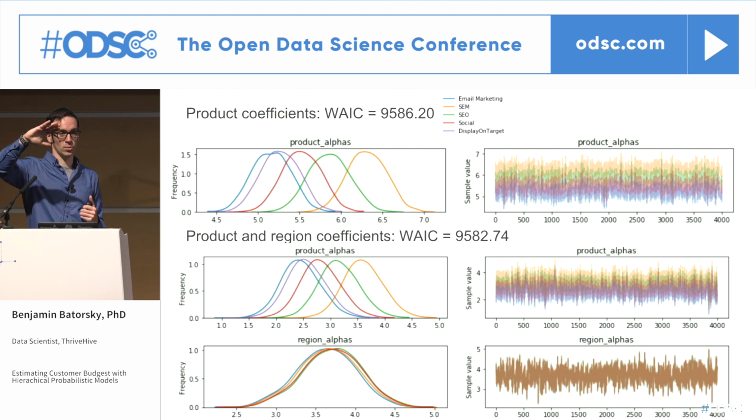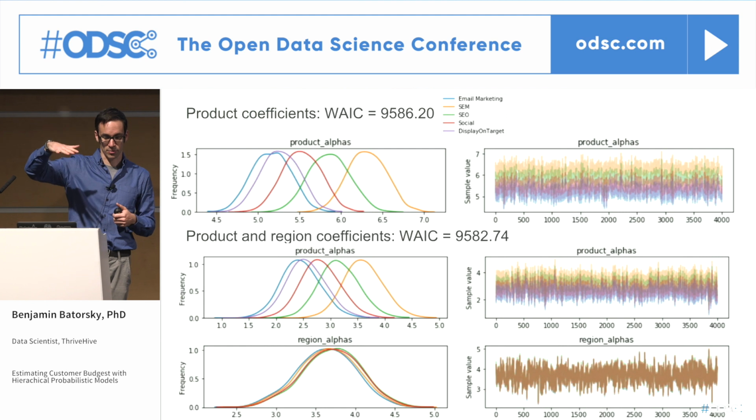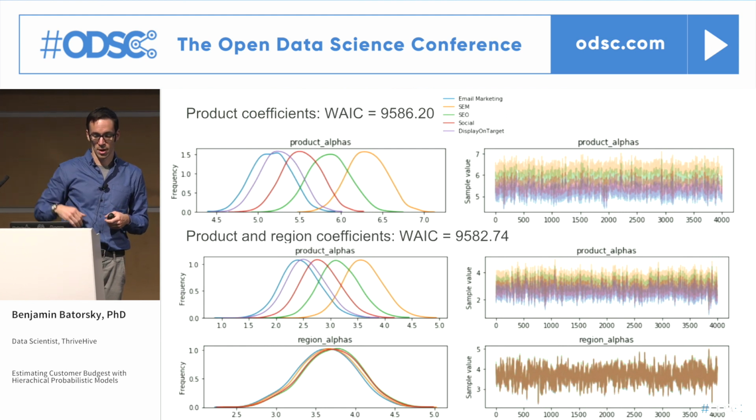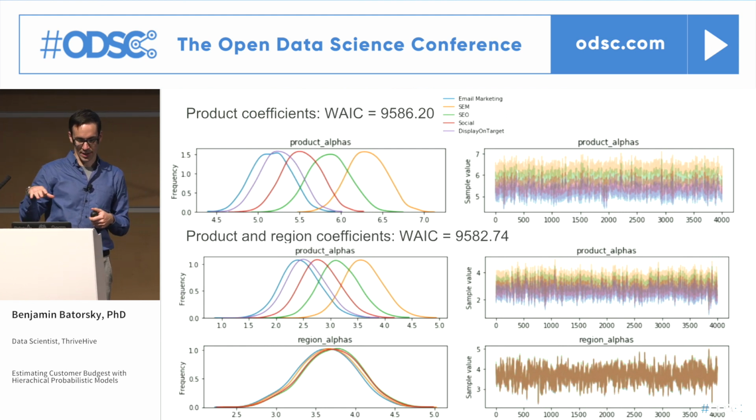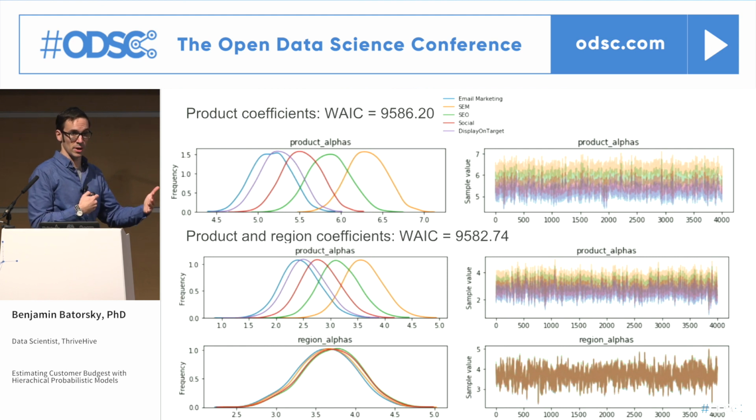This is the posterior distribution that you were trying to get to in the beginning. And so I have the two models that I outlined before: just product level intercepts, and then product and region intercepts. And you can see this is actually fairly reassuring. As I said, display and email you would expect to be on the lower end in terms of spend because there's typically lower spend for those products. And then SEM is at the higher level of spend.